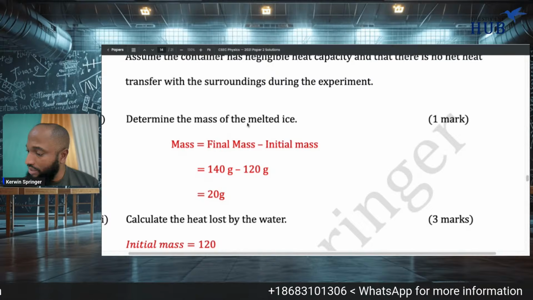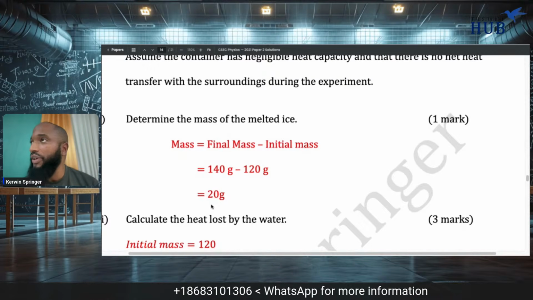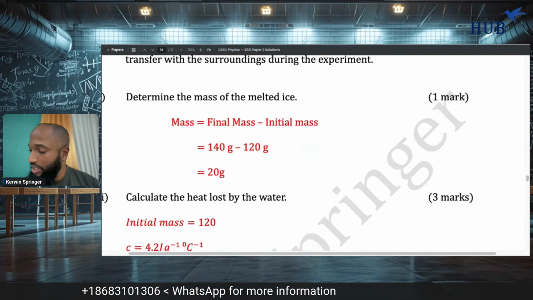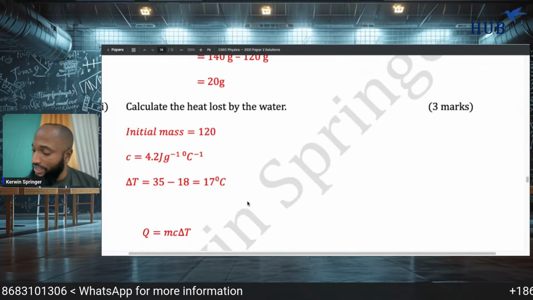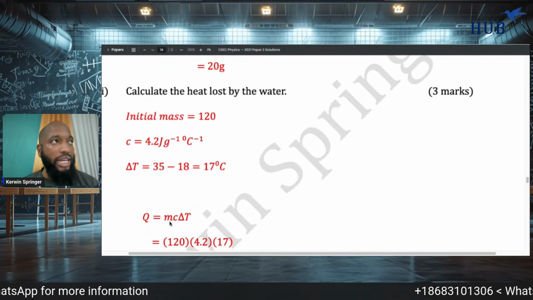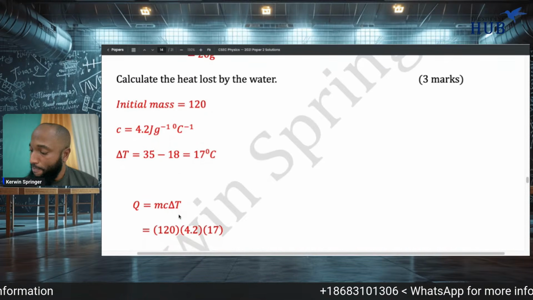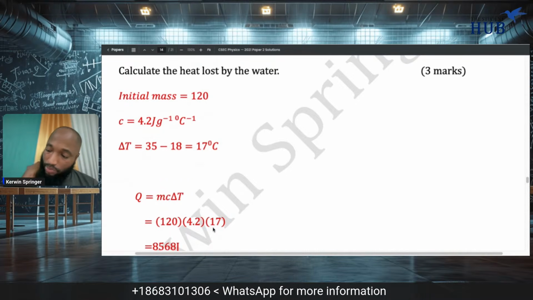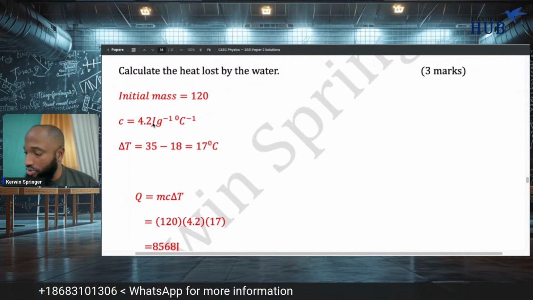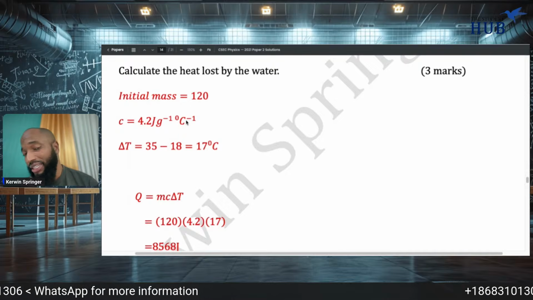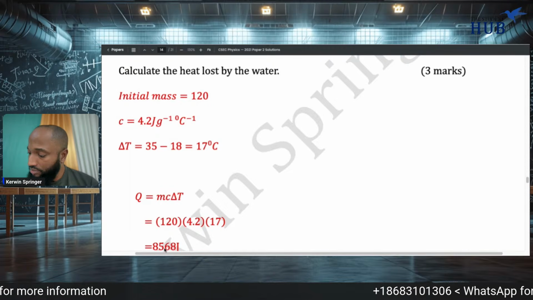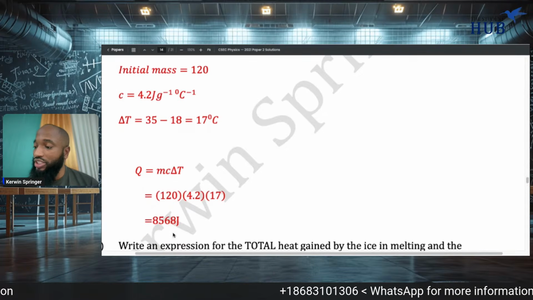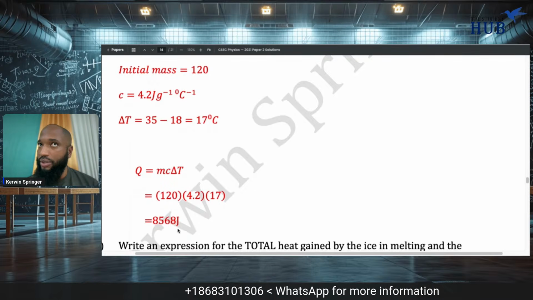The mass of the ice melted is 20 grams. We figured that out because there's a change in mass. The heat lost by the water is MC delta T, or MCAT, as they like to call it. We say 120 by the 4.2 by the 17, make sure all our units match up. They did. Grams, joules, Celsius. So we get this. This is the heat energy lost by the water.